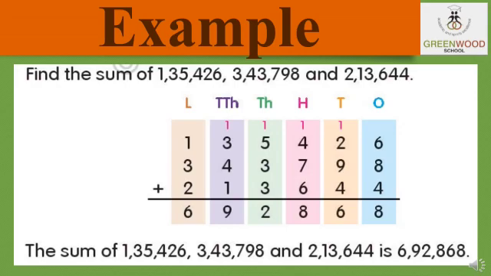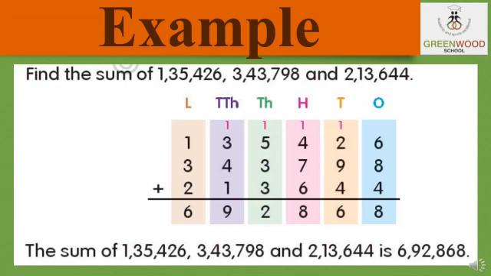Now step 2, add the tens. Now in the tens place we have an extra number, that also we have to add. 1 plus 2 plus 9 plus 4, which is equal to 16. Again 16, a 2-digit number, split in half. 6 in the tens place and the 1 will go on the head of hundreds. Now step 3, add the hundreds.